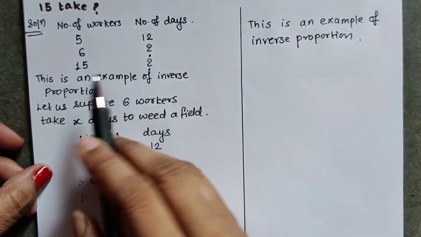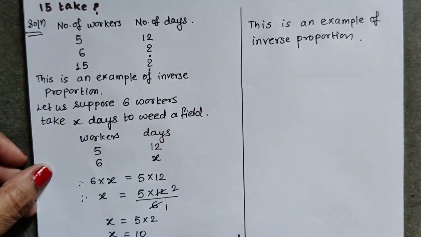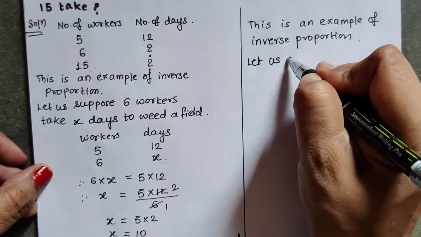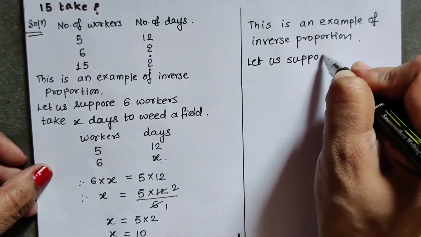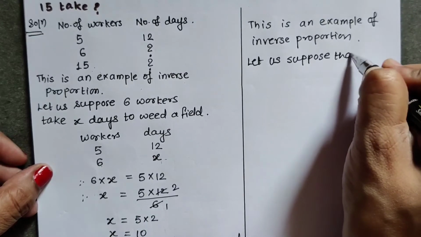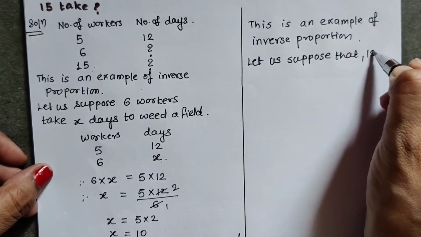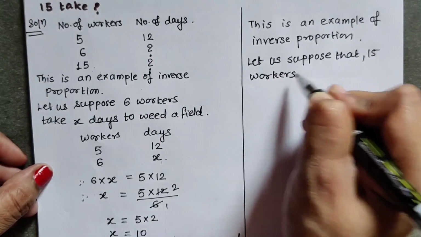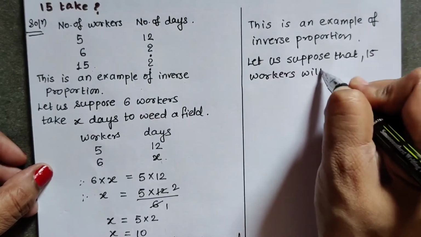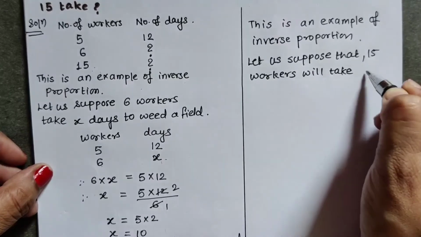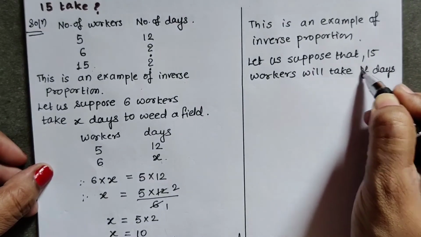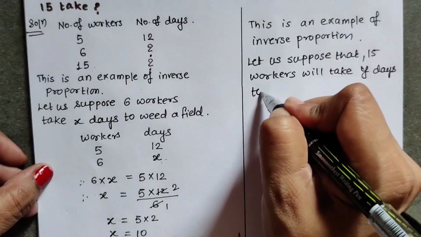Now we have to find out how many days 15 workers will take. So let us suppose that 15 workers will take Y days. We don't know the number of days, that's why we will be taking Y days to weed a field.